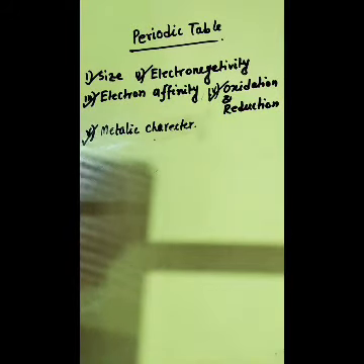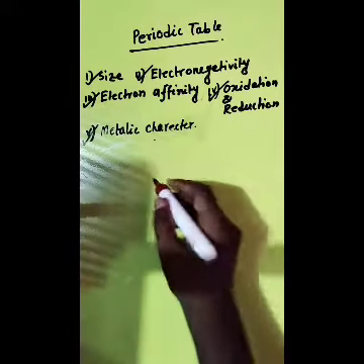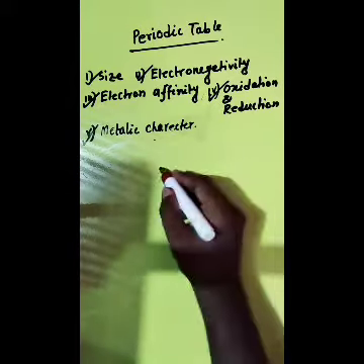Hello students, we are discussing the different periodic properties in the periodic table, and we have discussed size, electronegativity, electron affinity, oxidation and reduction, and metallic character or non-metallic character. These are a few important periodic properties which depend on various factors. So the first one is size or atomic radius.